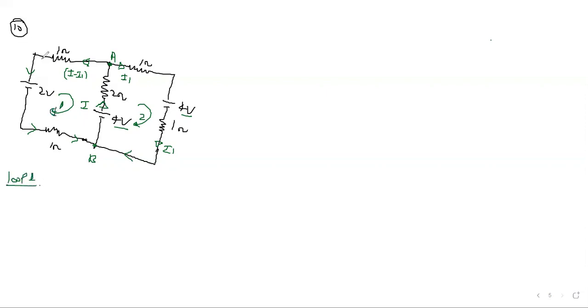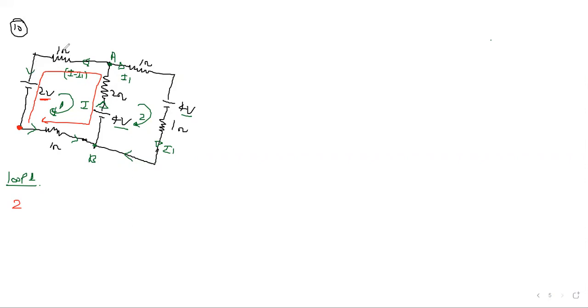I'm starting from any point. Suppose you start from this point. Let me change color so you can see it. So I'm starting at this point, going clockwise along this circuit and coming back here, and I write the net voltage drop. First, I got the 2 volt battery. Voltage drop will be positive because I'm jumping from negative to positive terminal.